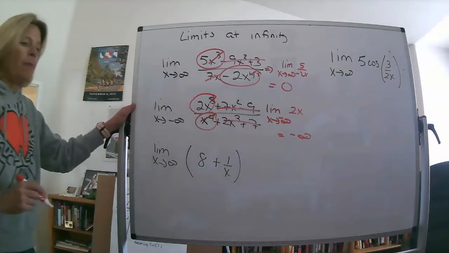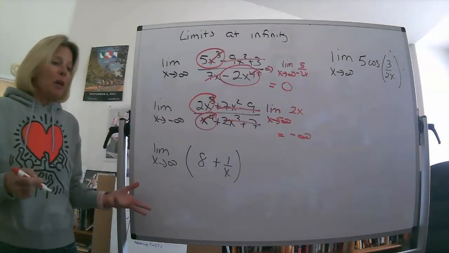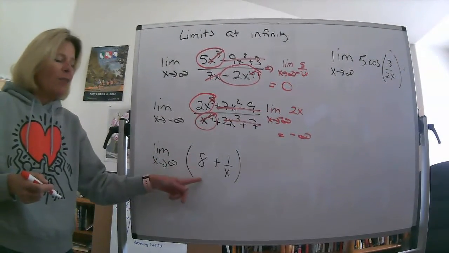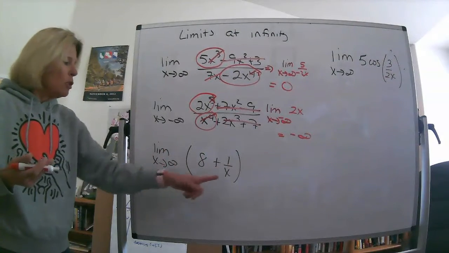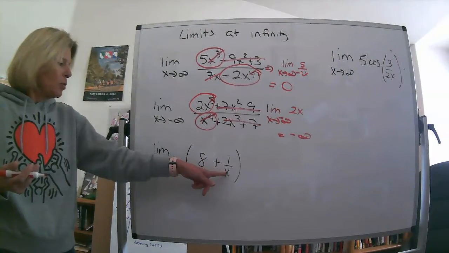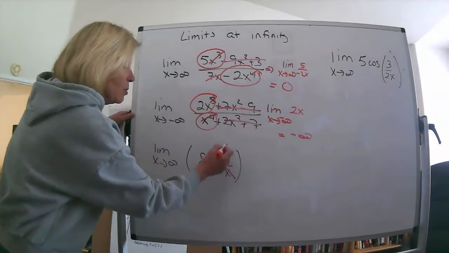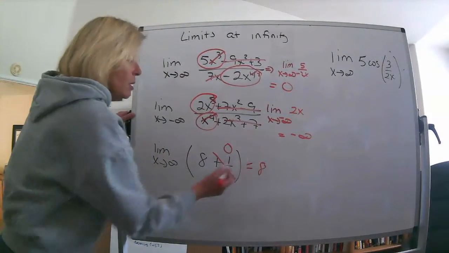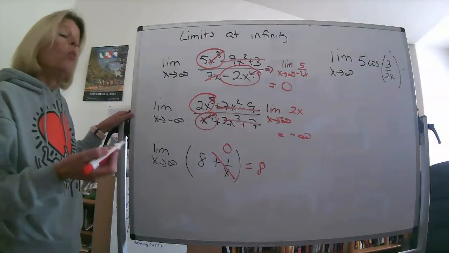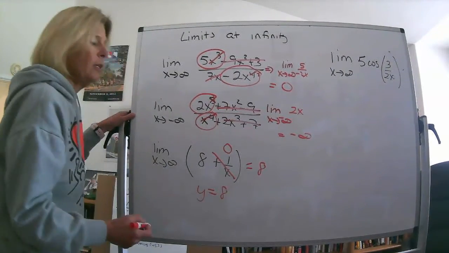Not in this case. This is a problem that I think should be simple, but a lot of times people make it too hard. The 8 does not have a variable with it. So I'm only concerned about this term. If I take the limit as x approaches infinity of 1 over x, this limit goes to 0. So my final answer there is 8, which again would be a horizontal asymptote at y equals 8.